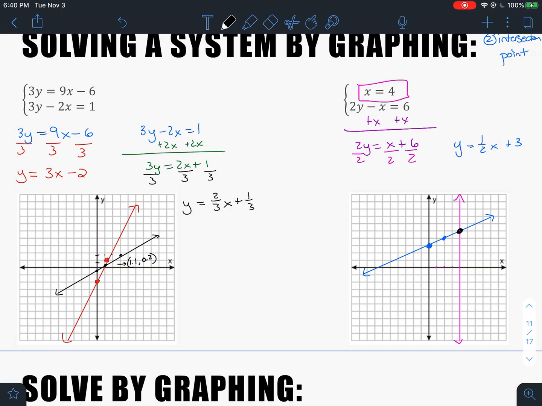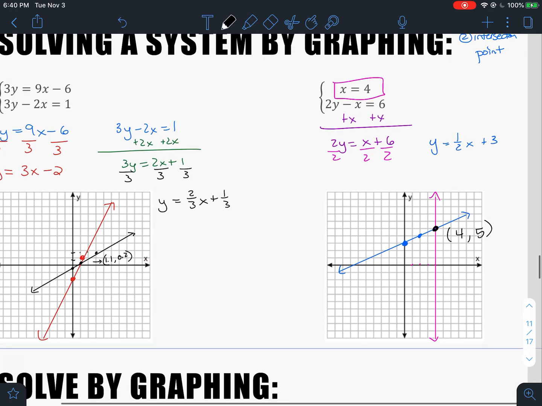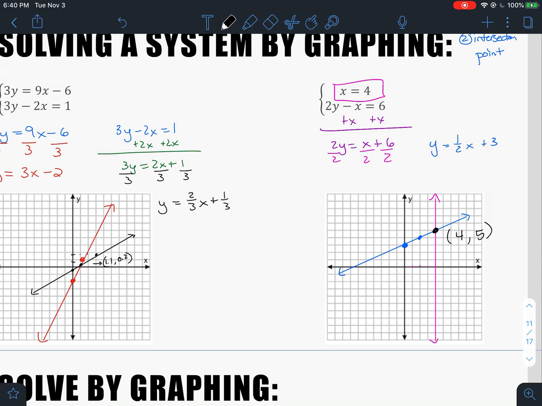And then my solution is where they intersect. So they look to intersect right here, and that looks better than the other one. That looks like they intersect at the point (4, 5). How would we tell if that's the real solution? Well, you would plug it into both equations.